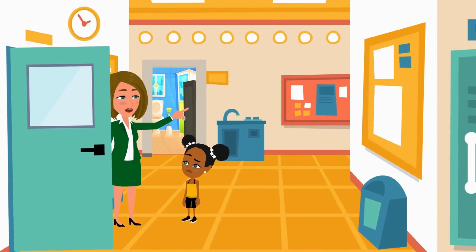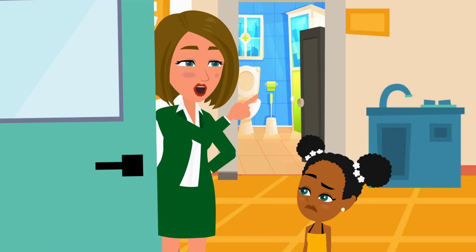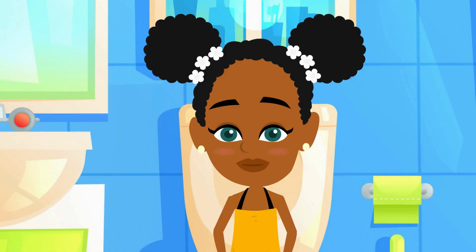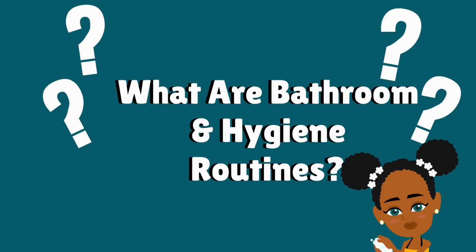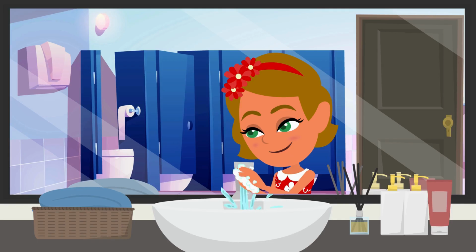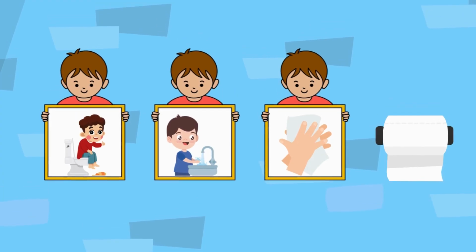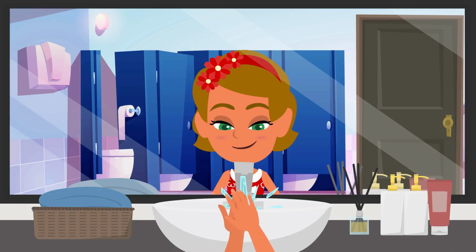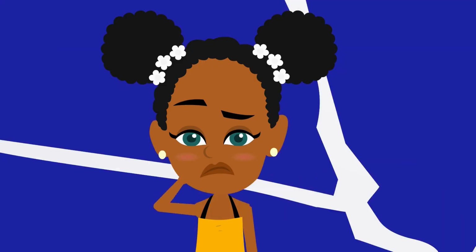Let's explore how to support Gestalt language processors during bathroom and hygiene routines, moments that require privacy, predictability, and emotional safety. What are bathroom and hygiene routines? These routines may include toileting, hand washing, menstrual hygiene, or self-cleaning tasks. They involve multi-step directions, physical regulation, and often unfamiliar language, all of which can feel confusing to GLPs.